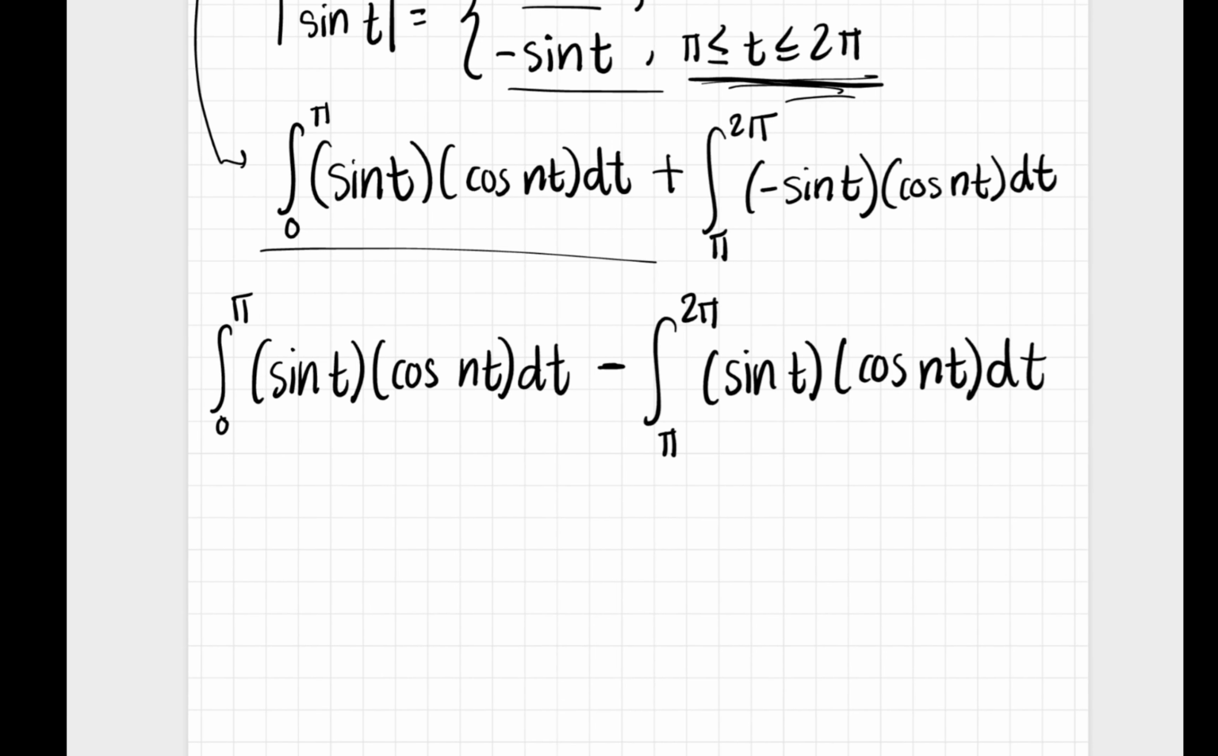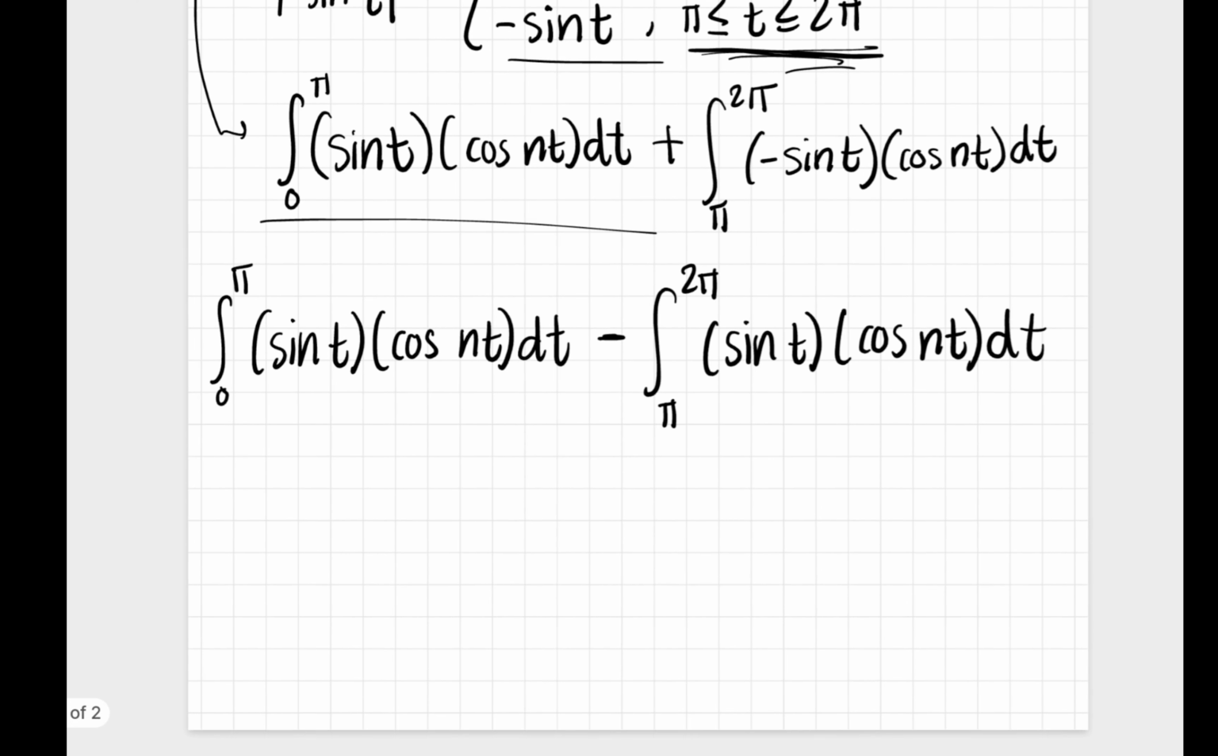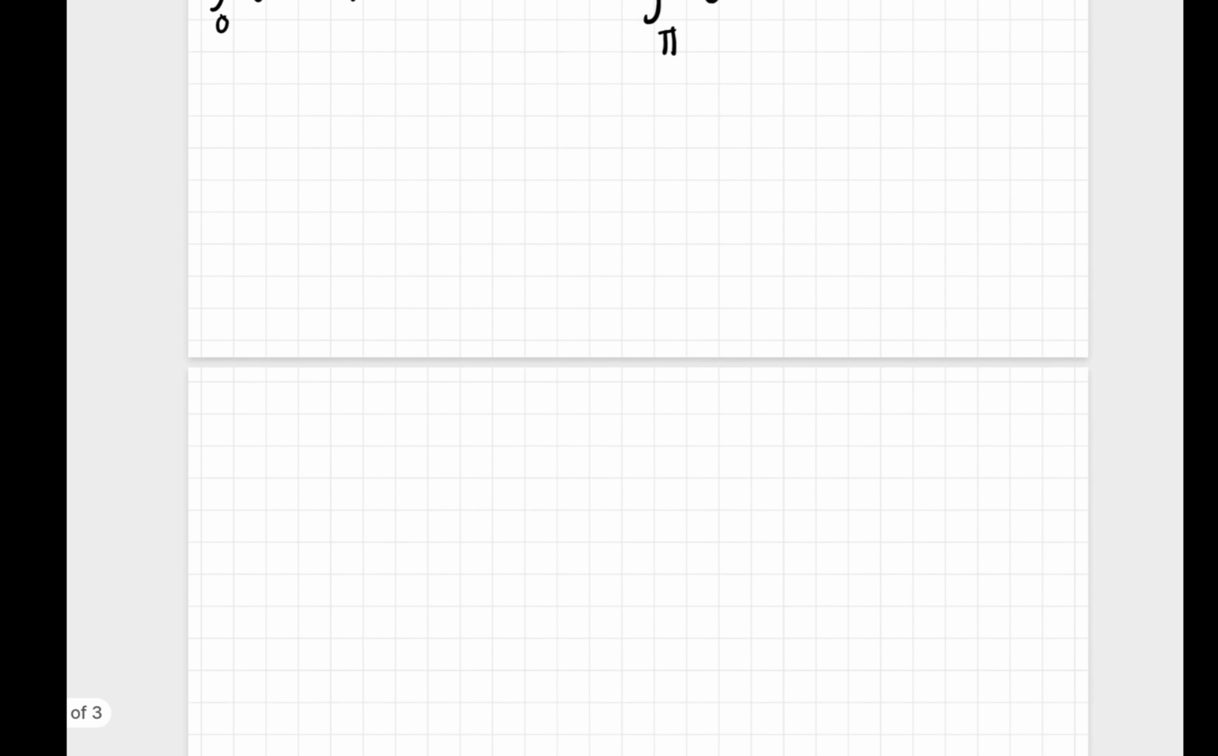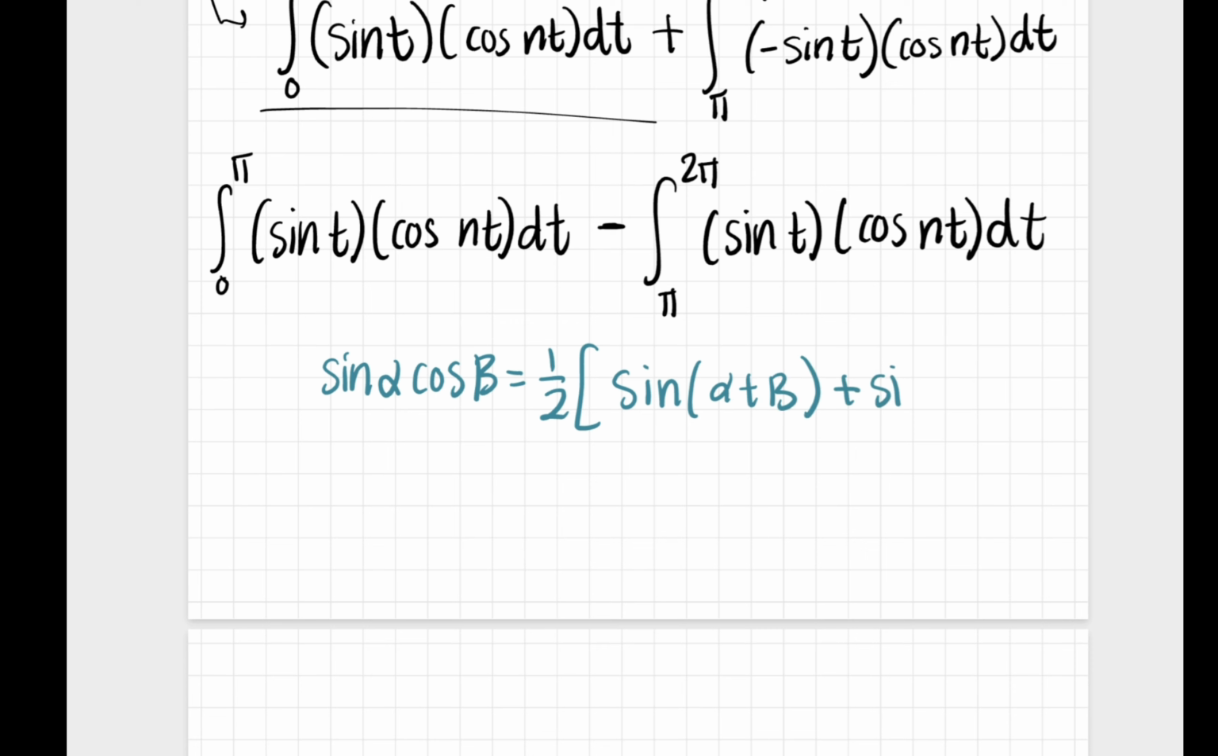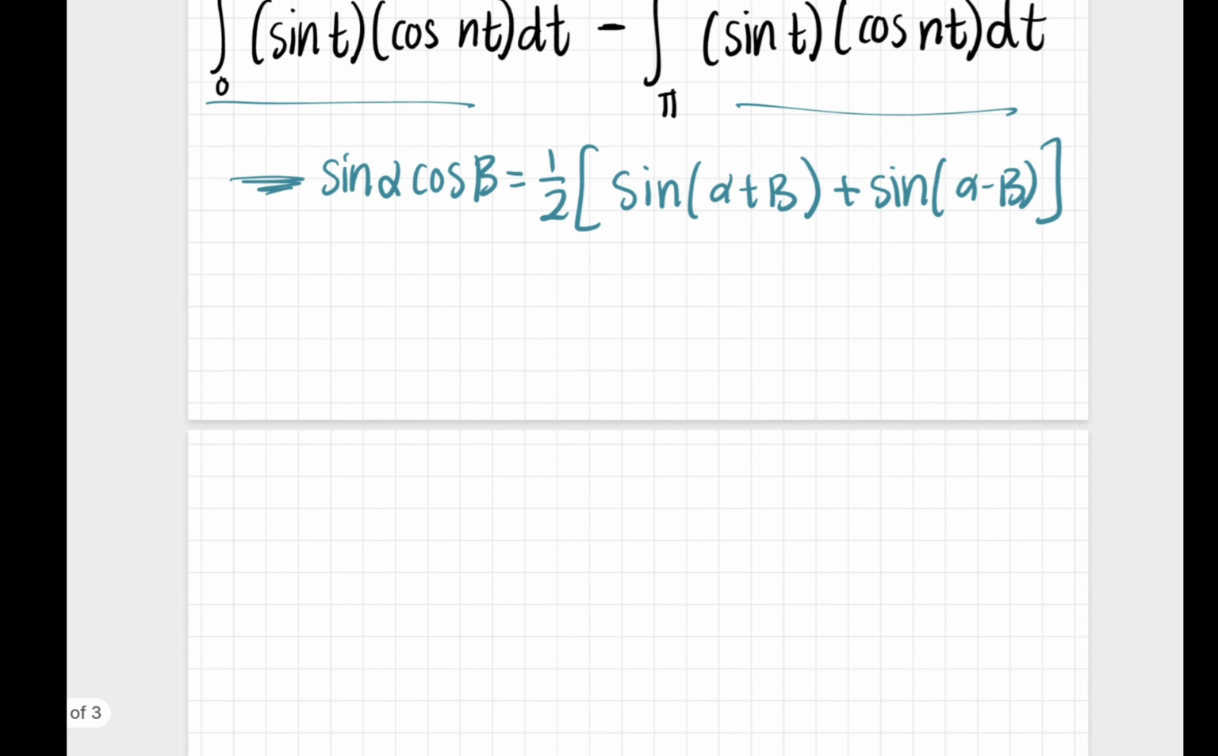So instead, let's solve these integrands. In order to simplify this, we have to apply the product-to-sum formula for sine and cosine. That formula is essentially that if you have sine alpha cos beta, that is equal to 1/2 times the sum of sine of alpha plus beta and sine of alpha minus beta. So we're going to use this to solve these two integrands.